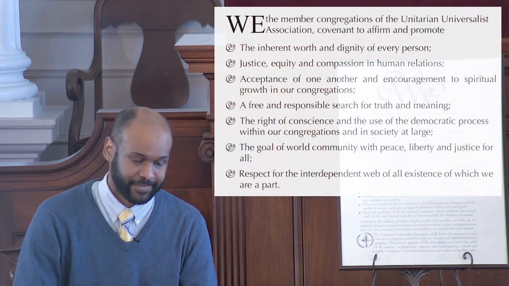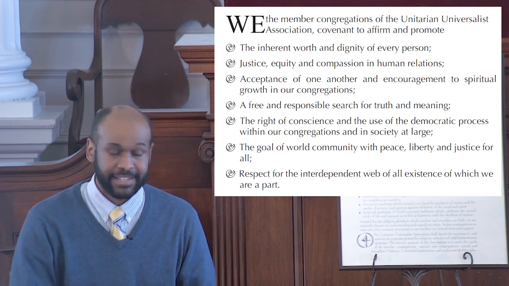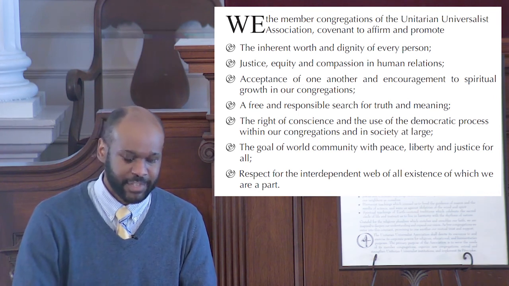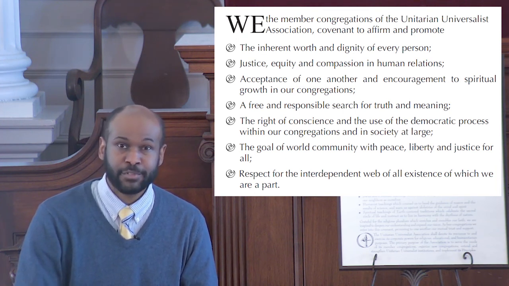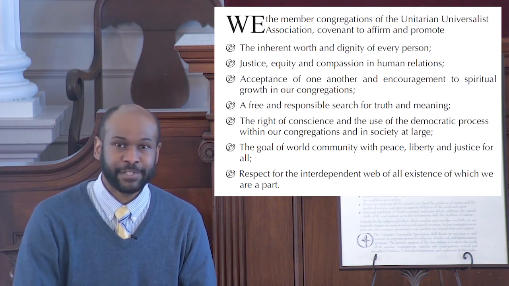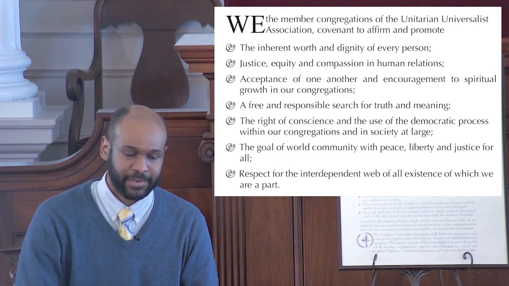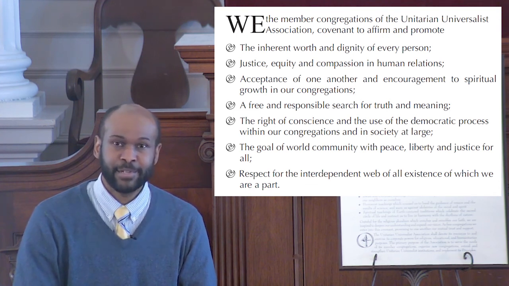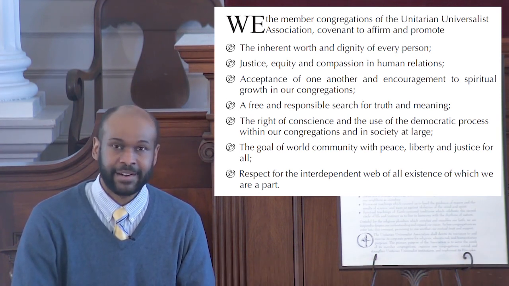Those were his words. Since 1985, however, we've had these 7 principles, and these principles read thusly: "We, the member congregations of the Unitarian Universalists, covenant to affirm and promote the inherent worth and dignity of every person, justice, equity, and compassion in human relations, acceptance of one another, and encouragement toward spiritual growth in our congregations, a free and responsible search for truth and meaning, the right of conscience, and the use of democratic process within our congregations and society at large, the goal of world community with peace, liberty, and justice for all, respect for the interdependent web of all life of which we are a part."